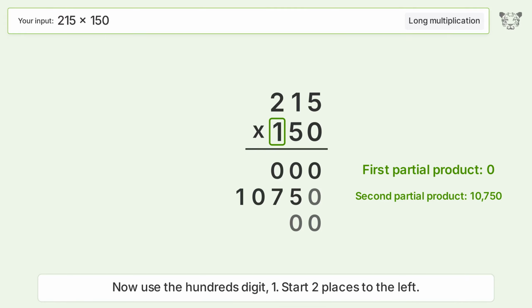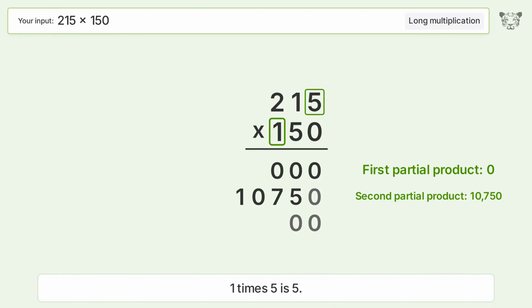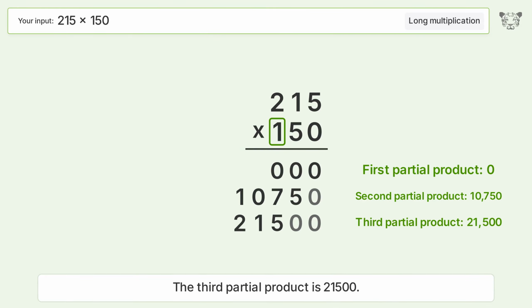Now use the hundreds digit, 1. Start two places to the left. 1 times 5 is 5. 1 times 1 is 1. 1 times 2 is 2. The third partial product is 21,500.